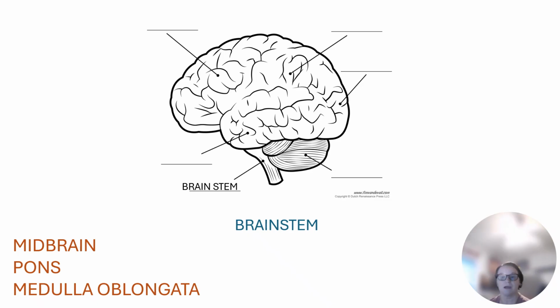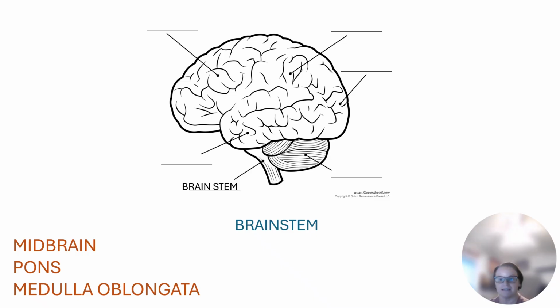Next, we have the brainstem. Again, you can see it marked on the diagram on the screen. And the brainstem is extremely important because it connects the brain to the spinal cord. And it also regulates the automatic functions such as breathing and your heartbeat.